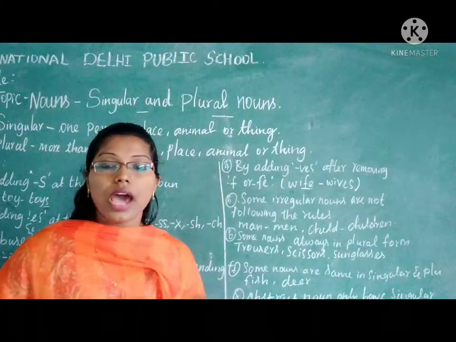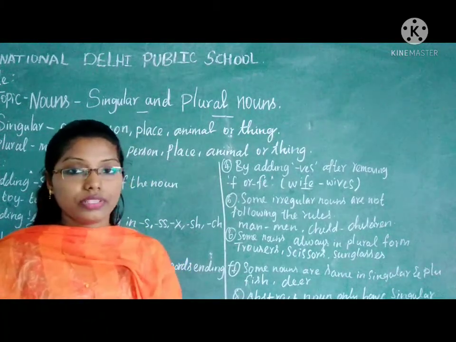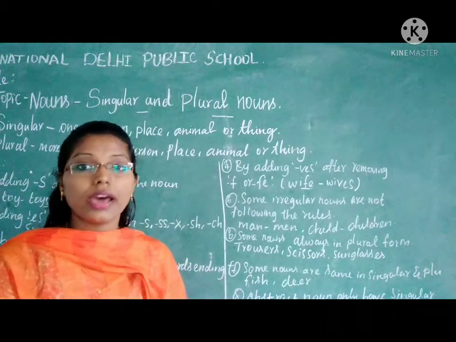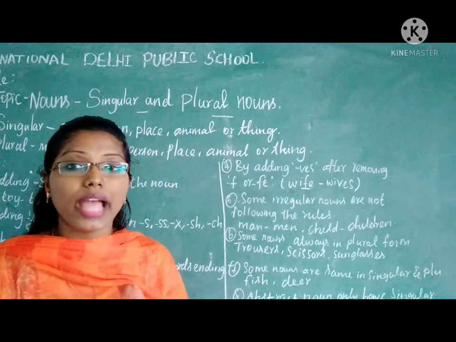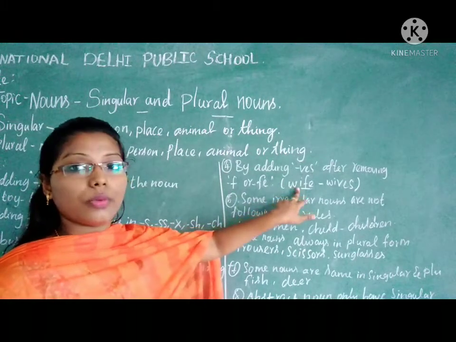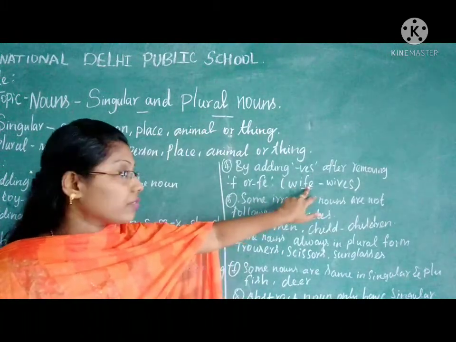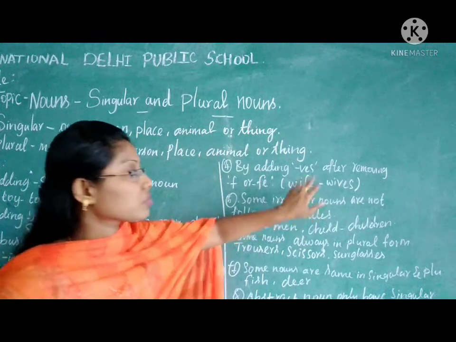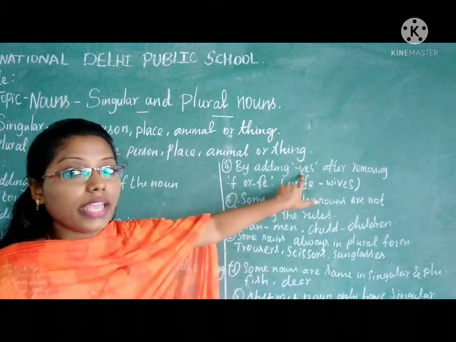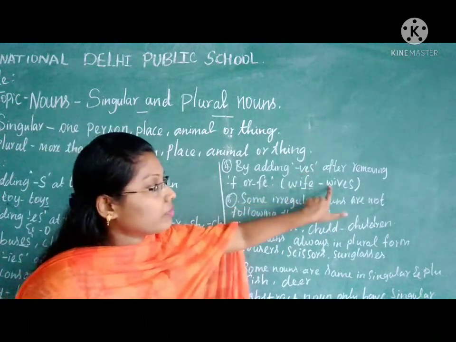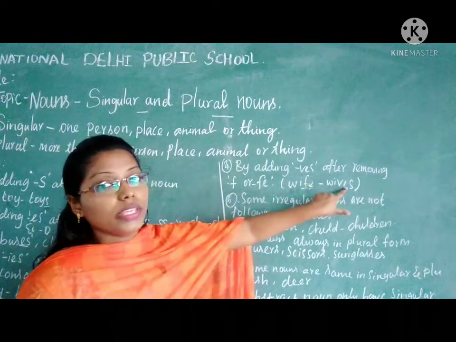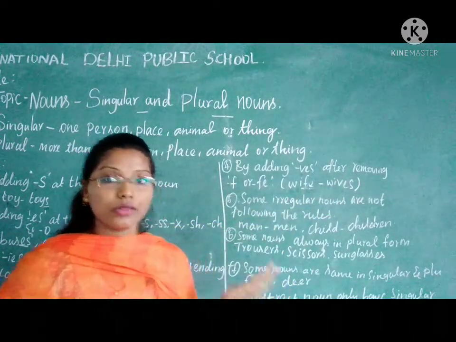Some nouns end with f or fe. If we want to make it plural, what do we have to do? We should remove the f or fe. Instead of f or fe, we should add ves to make it plural. For example, wife. What are the last 2 letters of wife? Fe, right? So we just remove this fe. Instead of fe, we should add ves to make it plural. So wife, wives, w-i-v-e-s. Here we remove this fe and add ves to make it plural. I hope you understood.